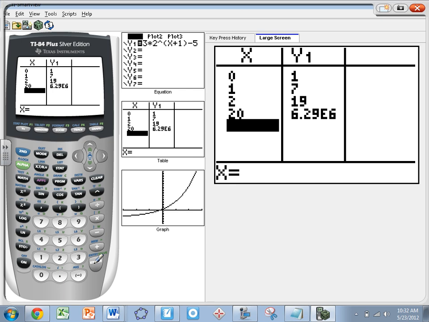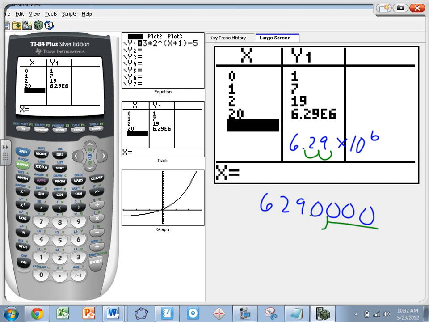Notice that we have 6.29 times 10 to the 6 here. What does that really mean, times 10 to the 6? It's scientific notation. So I take this decimal and I move it over 6 spots. So really, take a look now: you have 6 million bacteria if it's not treated after only 20 hours.